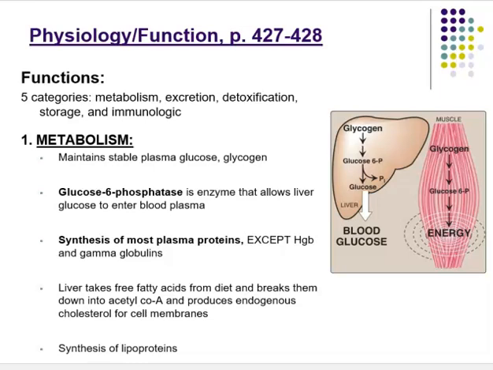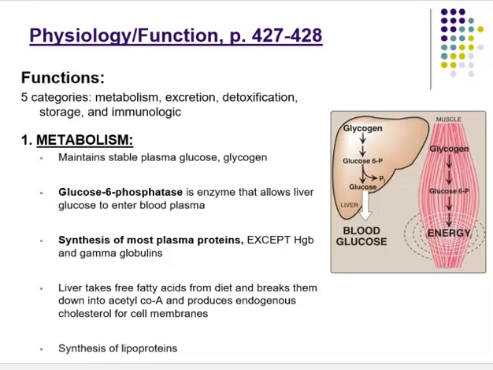So let's first talk about metabolism in the liver. The liver helps maintain stable plasma glucose through converting glycogen to glucose for energy. Glucose 6-phosphatase is an enzyme that allows the liver glucose to enter blood plasma. We have synthesis of most plasma proteins except for hemoglobin and gamma globulins in the liver.